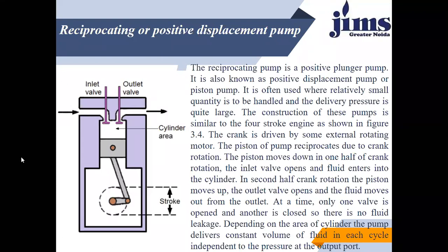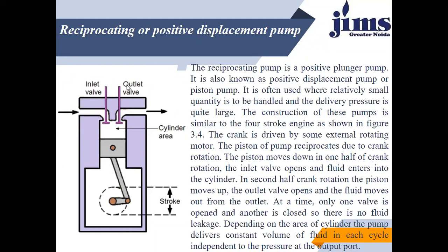See this diagram. Okay, so this is what the crank is driven by. So this crank, who is the prime mover? The crank is driven by some external rotating motor, maybe an electrical motor. And this is the piston of the pump. You see, this is the piston cylinder assembly. If the crank rotates 360 degrees, accordingly the piston will reciprocate, up and down. This piston reciprocates up and down, and there are two valves. This one is the inlet valve, and this one is the outlet valve.